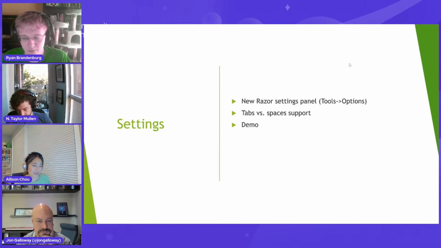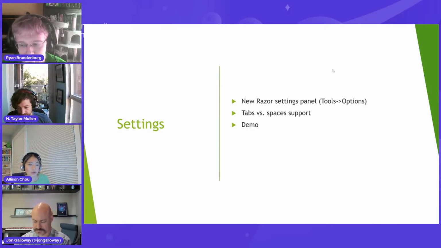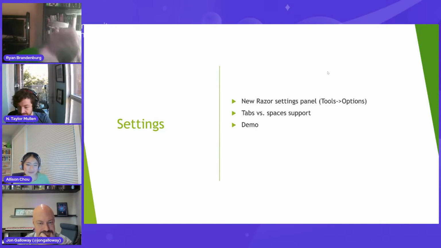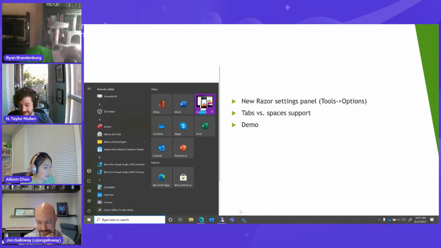Nice. So moving on from completion, now I want to talk a little bit about settings. In the new Razor editor, we have a new Razor settings panel under Tools, Options. This adds a couple settings like line numbers, virtual space, etc. But the big one that it adds that a lot of users have asked for, and I know is a very hot button topic, is tabs versus spaces. So I have a quick demo that I'm going to switch my screen to share.